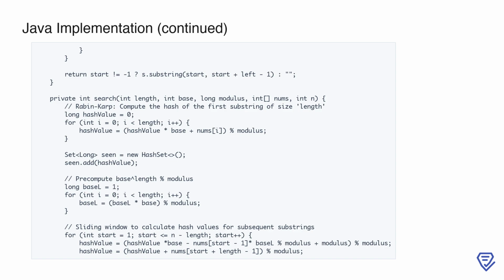Next, we pre-compute base raised to the power of length modulo modulus, which is used to efficiently update the hash value as we slide the window across the string. This ensures that the hash calculations remain efficient even for longer substrings. With these preparations, we proceed to the sliding window loop, where we calculate the hash value for each subsequent substring by removing the contribution of the first character in the current window and adding the next character in the string.